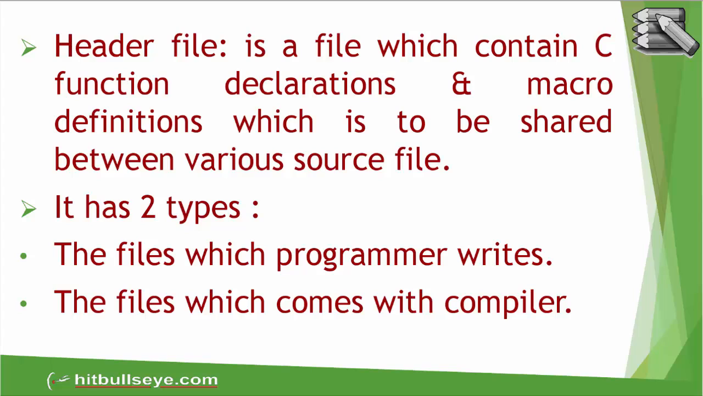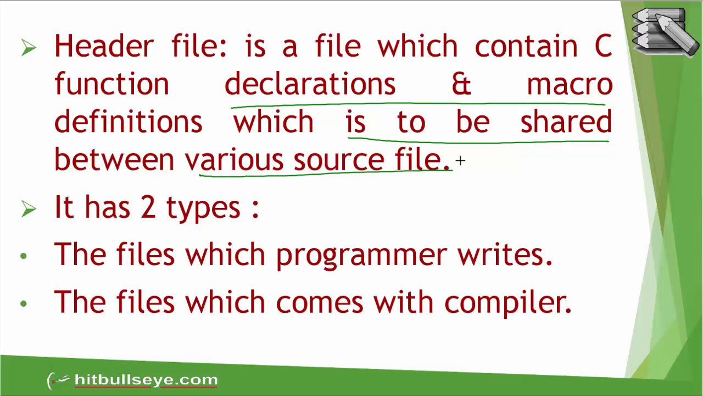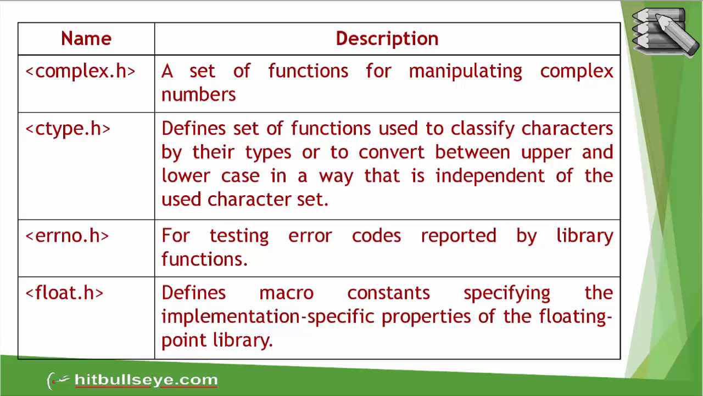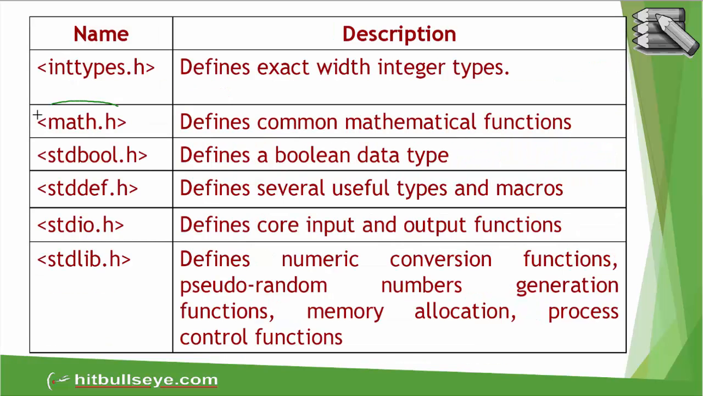Moving further, the second part contains the header file. A header file is a file which contains C function declarations and macro definitions, which are to be shared between various source files. It has two types: the file which the programmer writes and the file which comes with the compiler. This table contains the list of header files which come with the compiler.